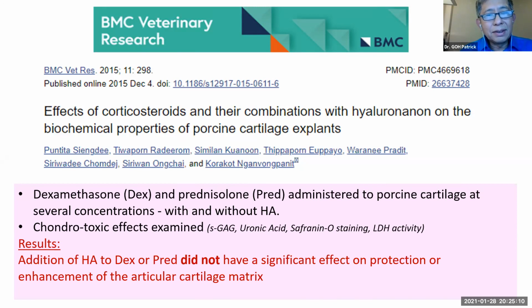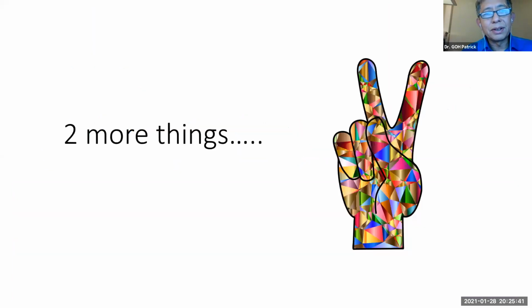So I think it's still a little out there, whether if you use a combination, you are actually protecting the cartilage. And my own take of it is that I would sort of base it on the corticosteroid. I would look at them independently, and the corticosteroid, the frequency of administration, you would still want to use it sparingly. You don't want too much exposure of the cartilage to corticosteroid.